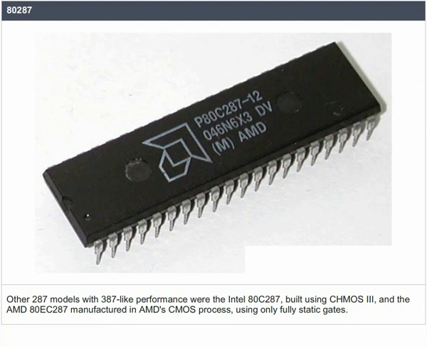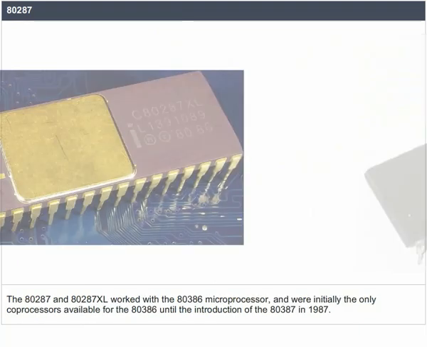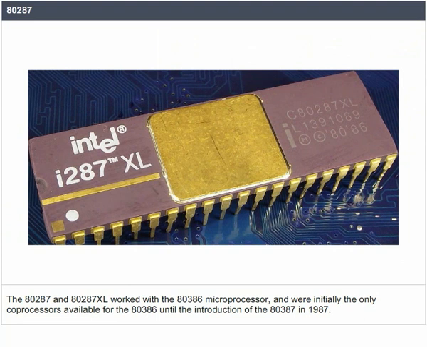The 80287 and 80287XL worked with the 80386 microprocessor and were initially the only coprocessors available for the 80386 until the introduction of the 80387 in 1987.